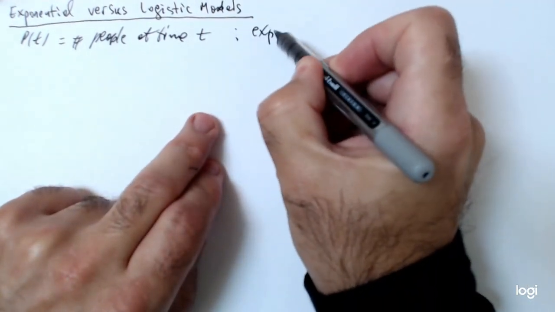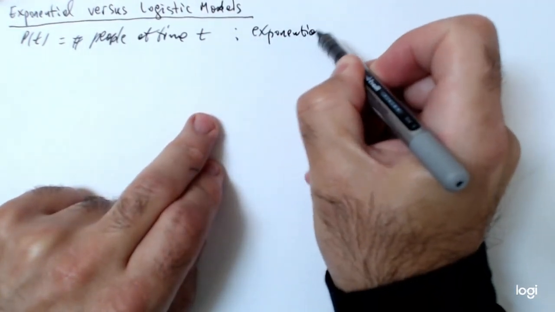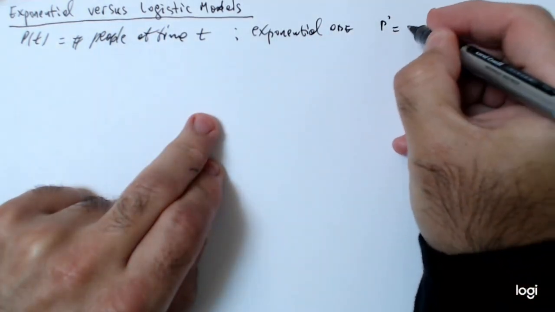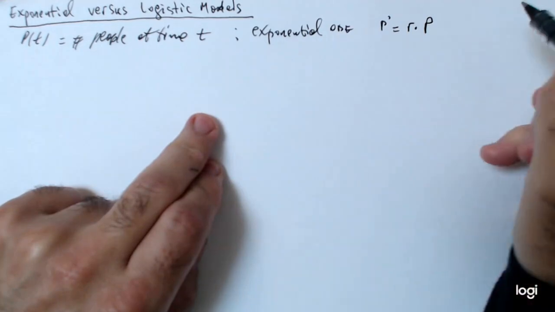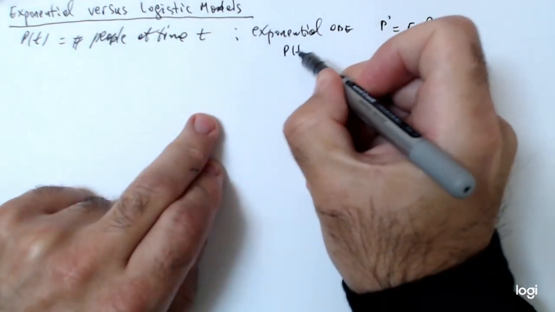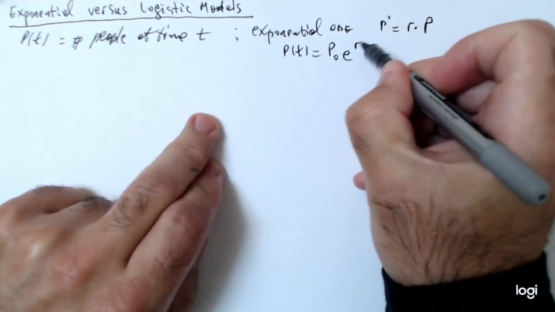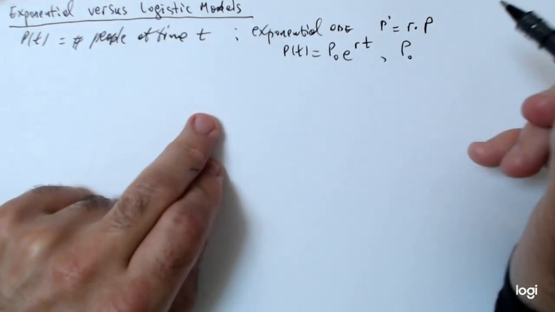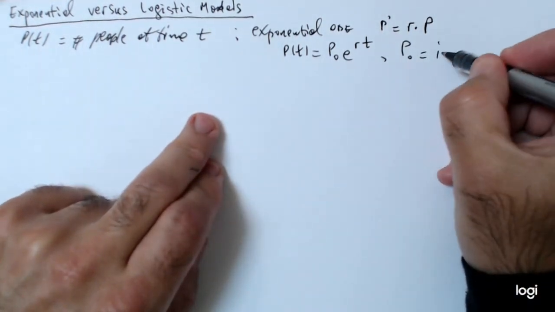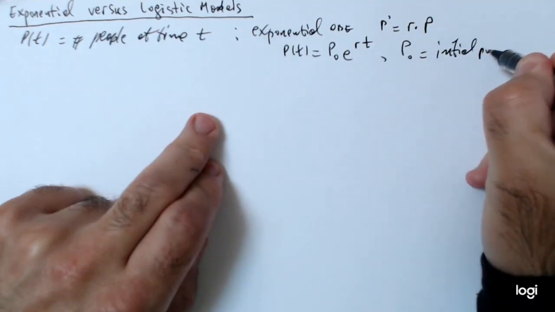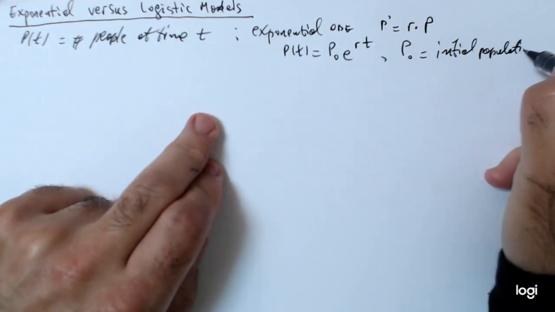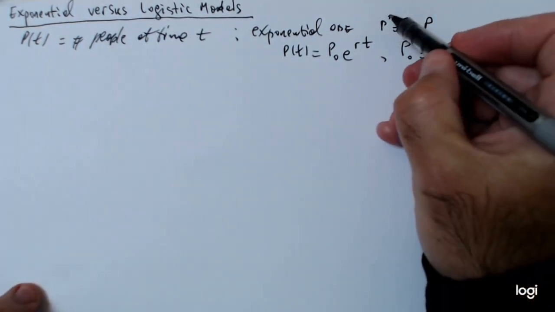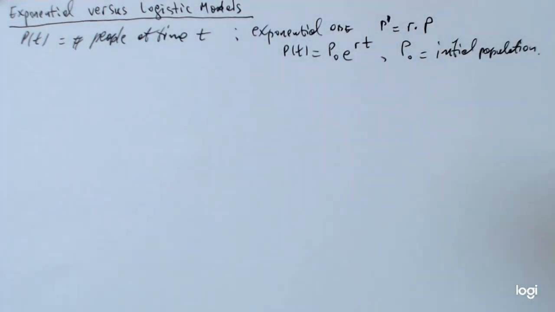Then the exponential ODE is p prime equals some constant rate r times p. And then the solution is going to be p of t equals p naught e to the rt. And remember, the index 0 throughout the course, unless otherwise specified, will always denote the initial population. All of these models will have an initial population size. Therefore, we won't have just differential equations, but also initial conditions attached to them.